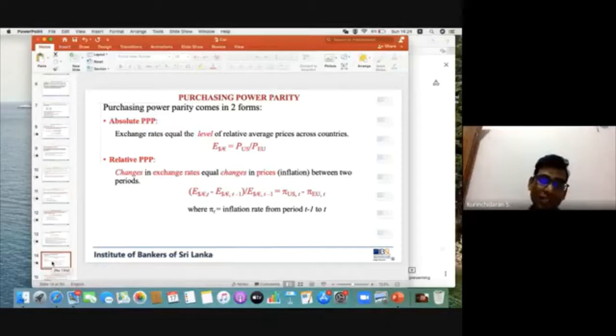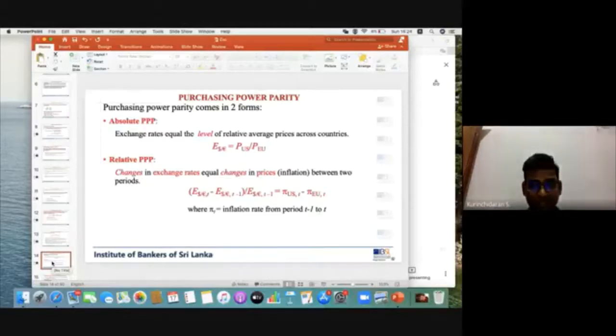When the price increases, that means what? Inflation. So changes in price level, we call it what? Inflation, right? Now you can see the formula. We are going to see the changes in exchange rate, that means the first part is changes in exchange rate.